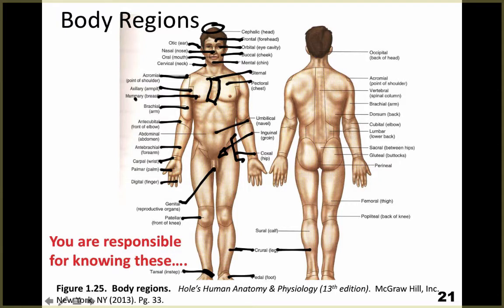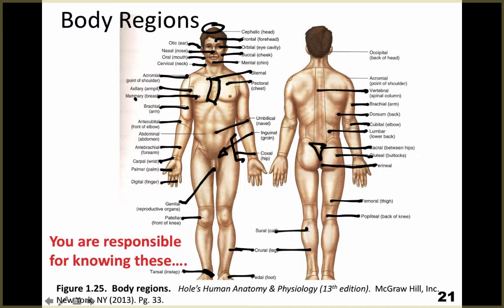Sural is your calf region right here, right? Popliteal is the back of your leg. Femoral is your thigh. Perineal is this middle area of your butt. The gluteal is your cheek or your buttocks itself. The sacral is the area between your hips here. Lumbar is lower back. Cubital is your elbow. Dorsal is your back. Brachial is your arm here. Vertebral is your spinal column.